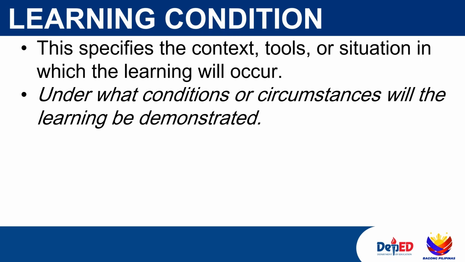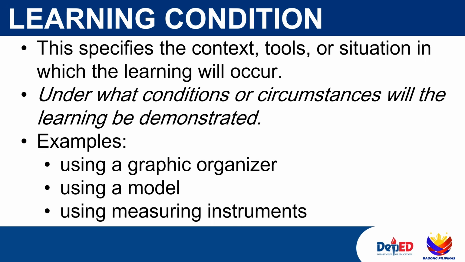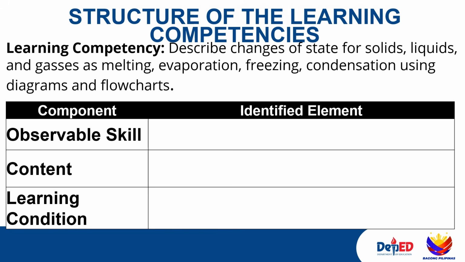So the learning condition specifies the circumstances. Under what conditions, under what circumstances will the learning be demonstrated? Example of learning condition is using a graphic organizer, using a model, using measuring instrument. And in our example, it's using pictures and diagrams.